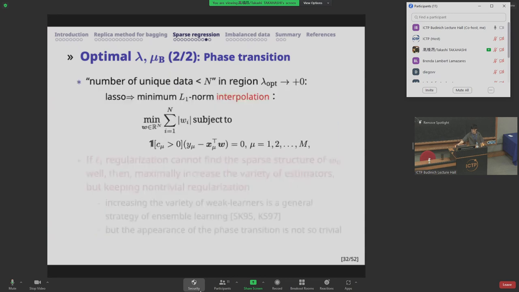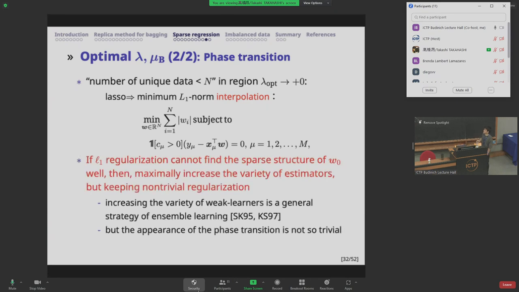So to summarize, when the parameter is not so sparse, the regularization parameter tends to be infinitesimally small, and the number of unique data points in the resampled data set is smaller than the input dimension. So it says that the best choice in the not good situation is to use the ensemble of interpolators. This is a minimization of the L1 norm while keeping the input-output relation exactly.